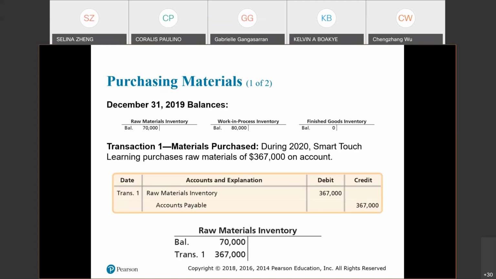So this is how the T account looks like. Beginning balance: it has a debit of $70,000 plus transaction 1, debit $367,000.